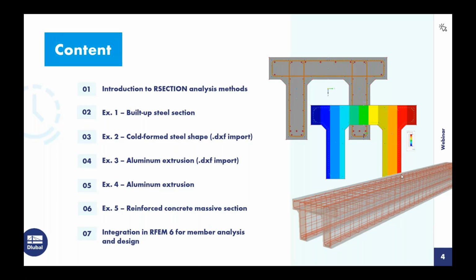So ultimately, after we calculate the cross-section values of these custom sections, we want to integrate them into our FEA program RFEM 6 for the full member analysis and design. So we'll see a quick example at the end for this.